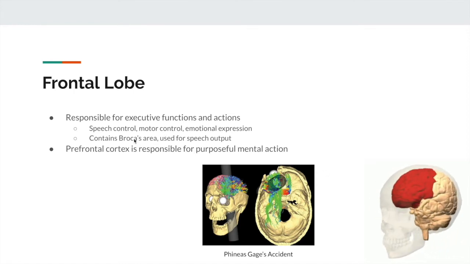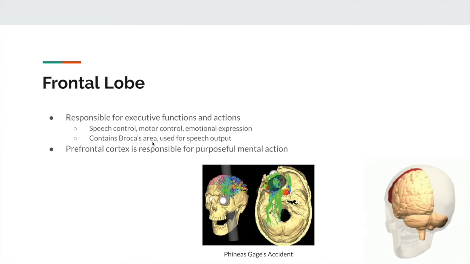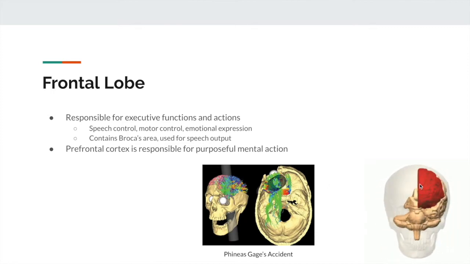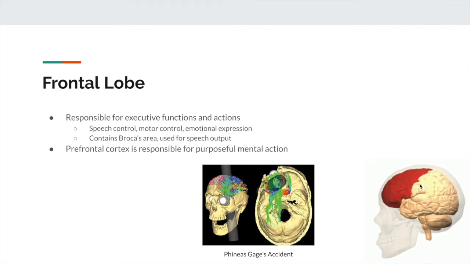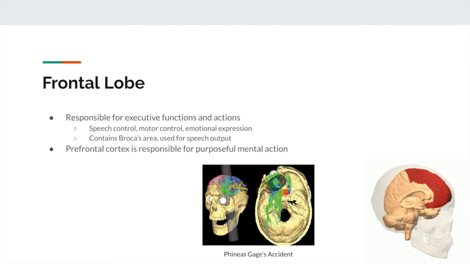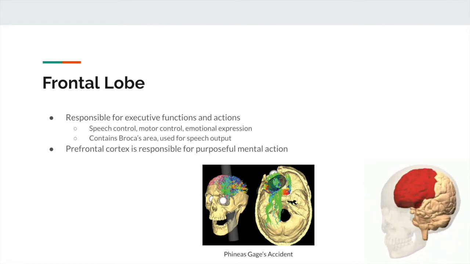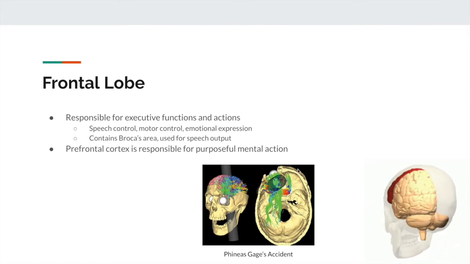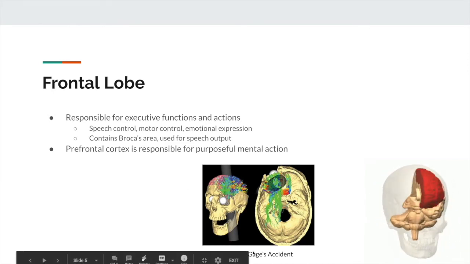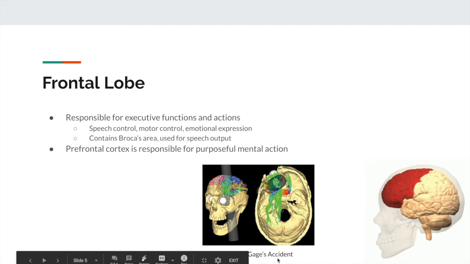It also contains something called Broca's area, which we're going to be talking about later. But basically, it's the decision-making process. It's also responsible for your personality, how you express your emotions, what decisions you make, and something that you may have seen or heard of before is Phineas Gage and his accident.